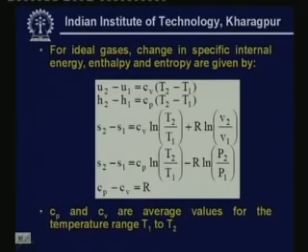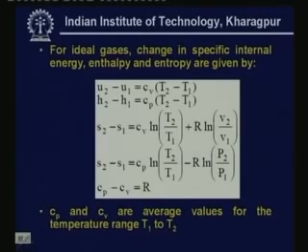This is obtained using the first TdS equation, and then using the second TdS equation we can also find the entropy change in terms of Cp and pressures, that is given by S2 minus S1 is equal to Cp ln T2 by T1 minus R ln P2 by P1. And as you know very well, the difference Cp minus Cv is equal to the gas constant.